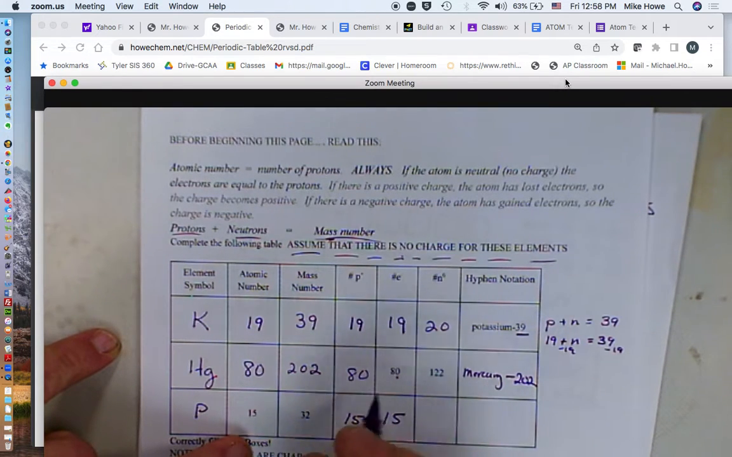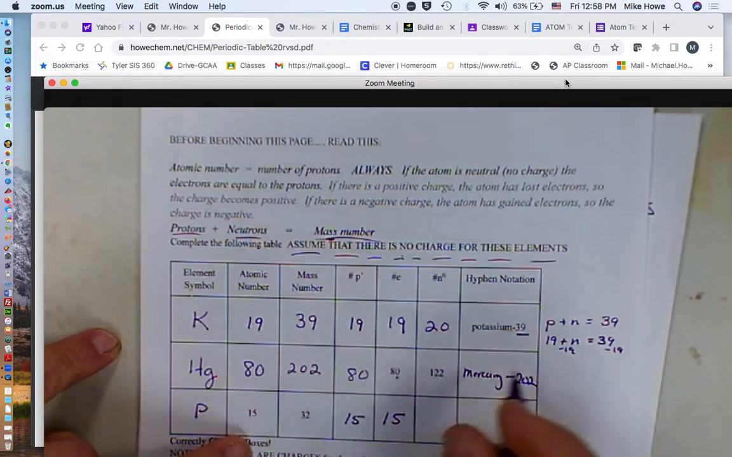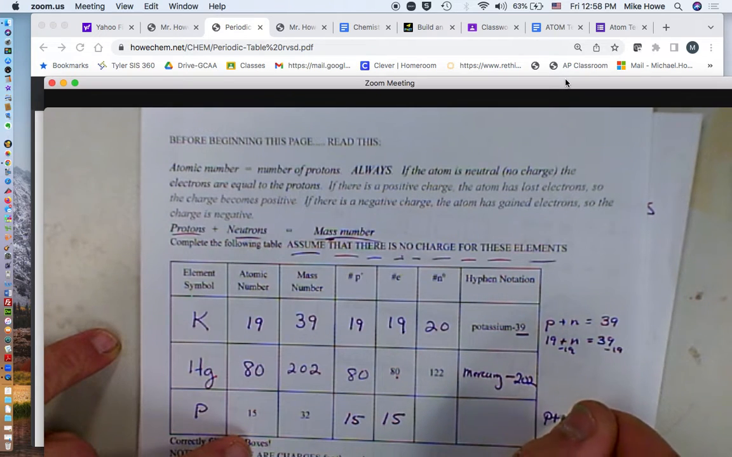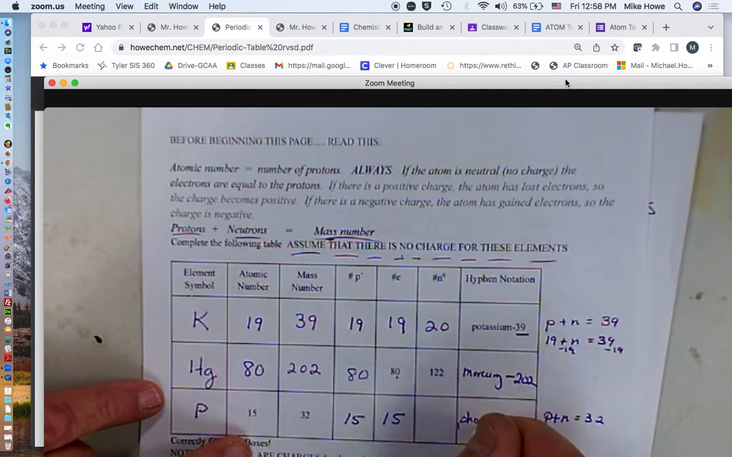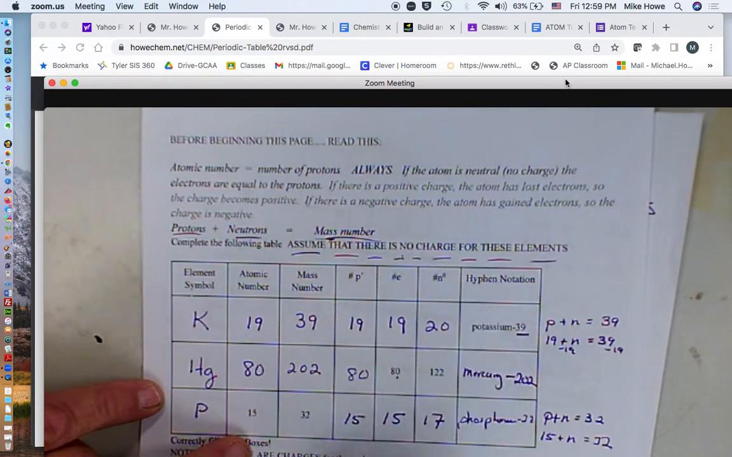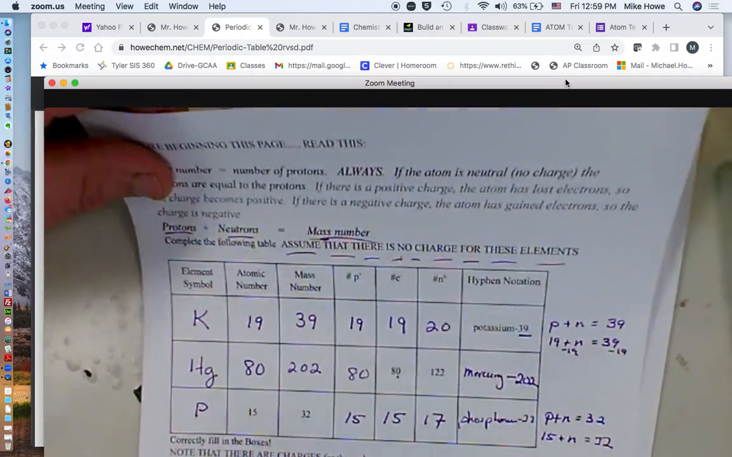And then the mass is the protons plus the neutrons. So we know that the protons plus the neutrons is equal to 32. So this would be phosphorus-32, and the number of neutrons would be 15 plus n equals 32, so n would have to equal 17. So that's the top part of that test.